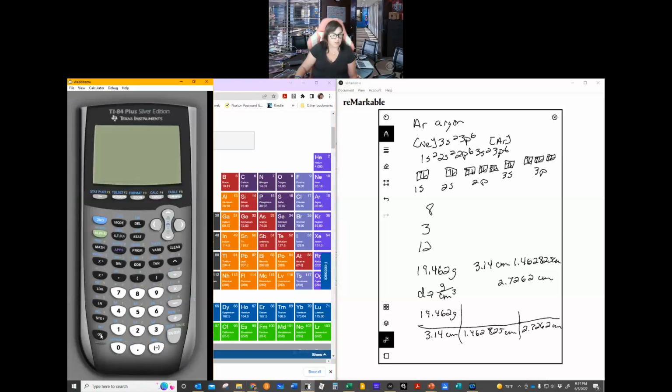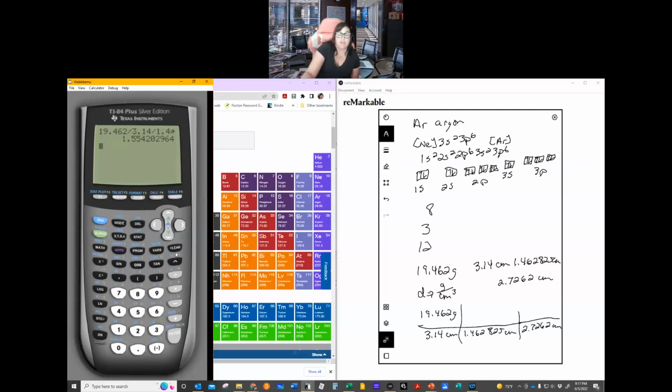Let's pull up our calculators. 19.462, divide that by 3.14, divide that by 1.462825, and then divide that by 2.7262. And that gives me 1.55 and a whole bunch of digits out there.